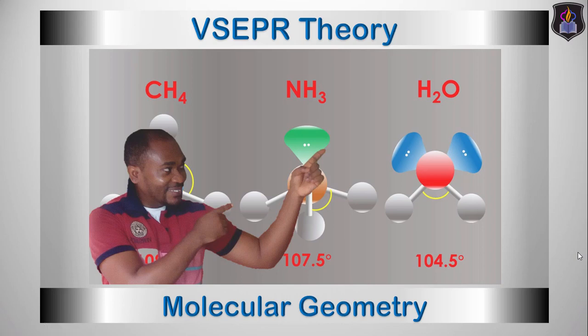In this video, we'll be looking at the valence shell electron-pair repulsion, also known as the VSEPR theory, and how it can be used to determine the shapes of molecules.